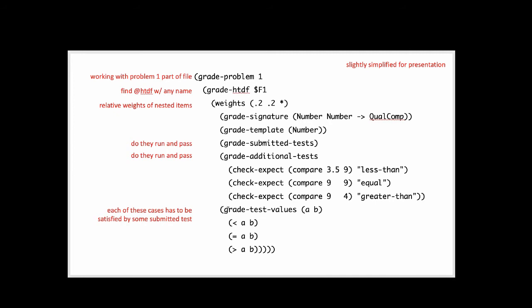What this says is run each of the students' tests, bind the arguments to A and B, and then try to satisfy these predicates. And it better be the case that by the time you run all the tests, each one of these has been satisfied. So there better be one test in which A is less than B, one test in which A is equal to B, and one test in which A is greater than B.